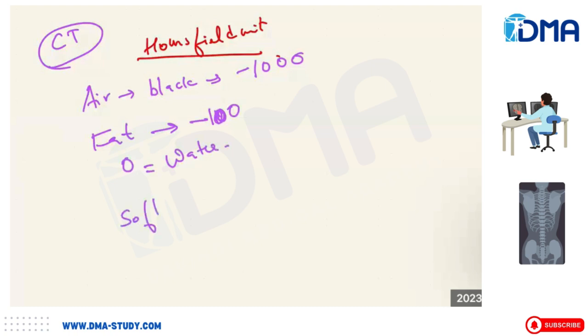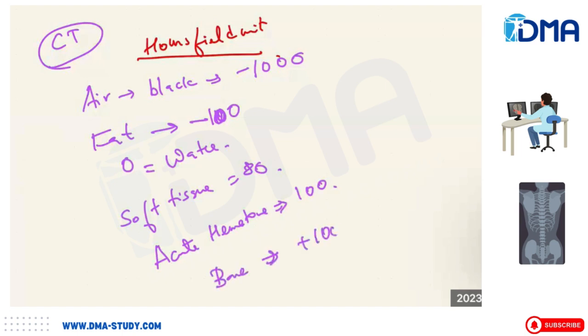Soft tissues, 80. Acute hematoma, it will be 100. Whereas bone will be +1000. These are the Hounsfield units. This +1000 Hounsfield unit is only making this CT picture of a bone into a white platform.